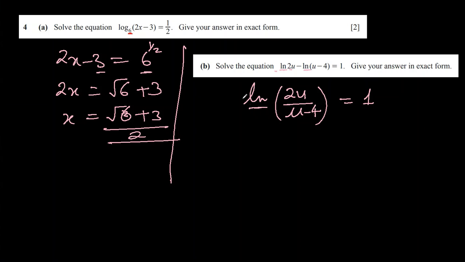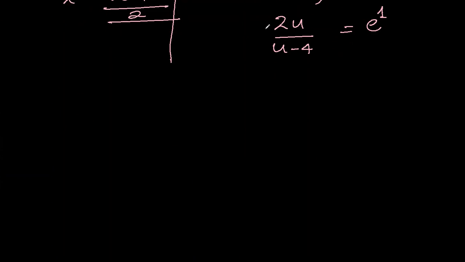Now, problem is we have to remove this natural log to get the value of u, or isolate u. Whenever we remove a log, just like the previous term, it became 6 to the power half because 6 was the base. Here e is the base, so it will become e to the power 1, and we will be left with 2u and u minus 4. Now our aim is to find the values of u, so we have to combine them. How can we combine them? First, multiply this u minus 4 to the right side.